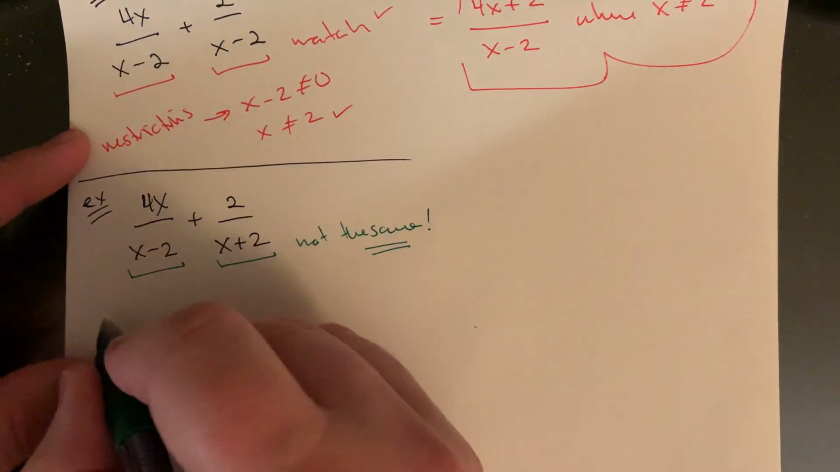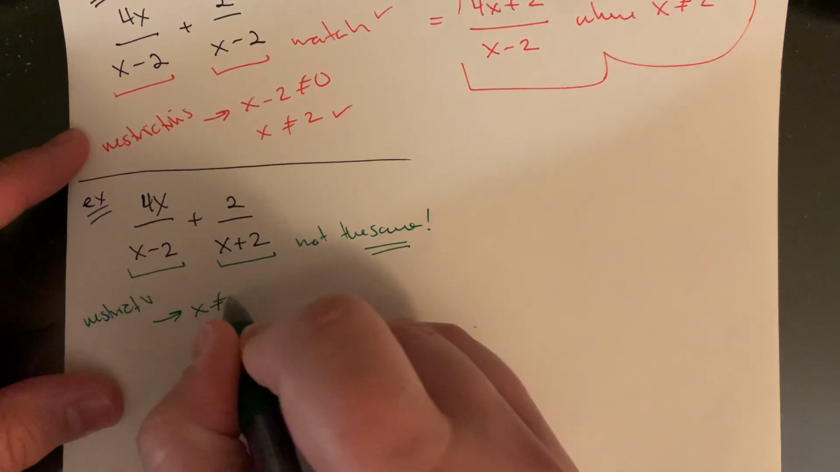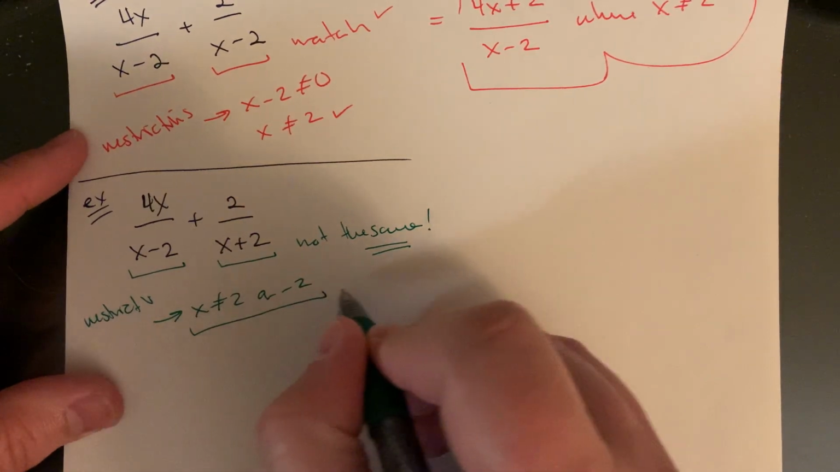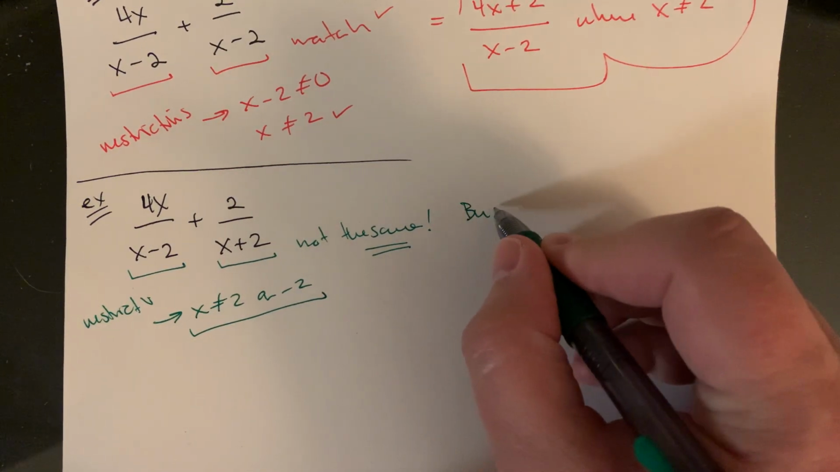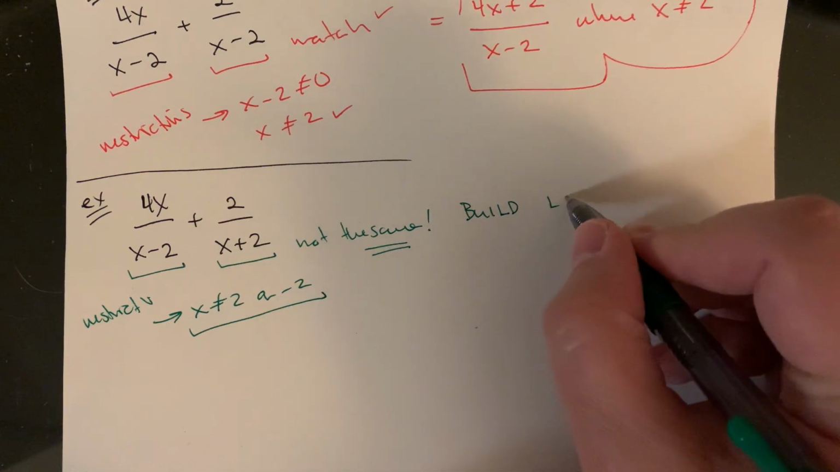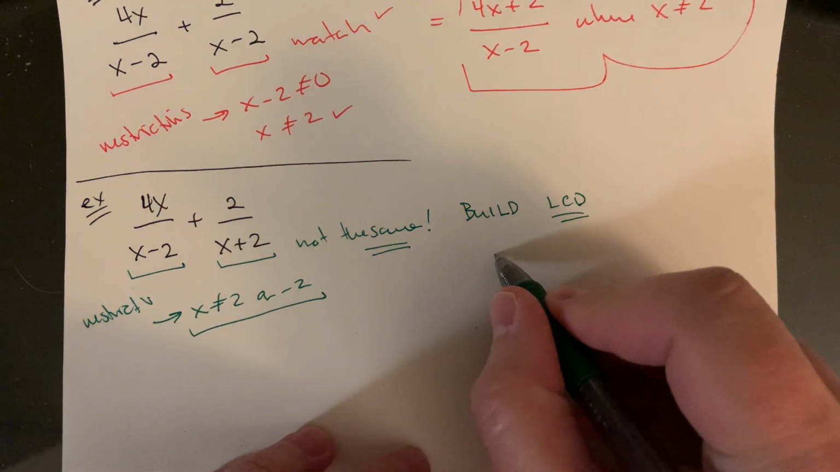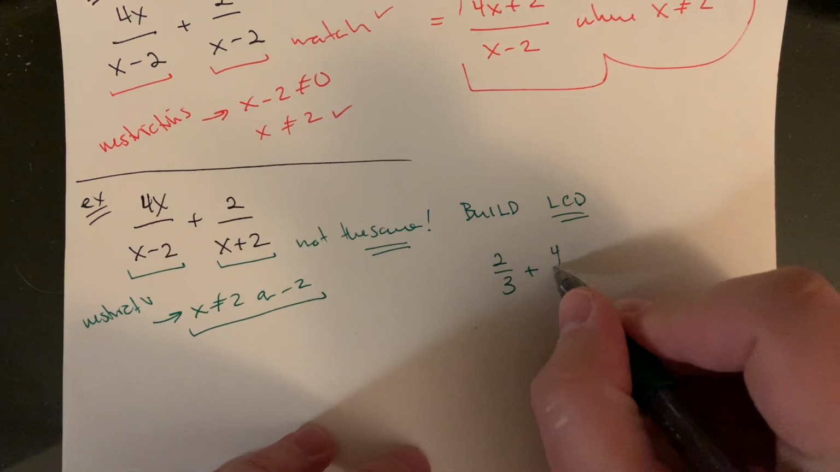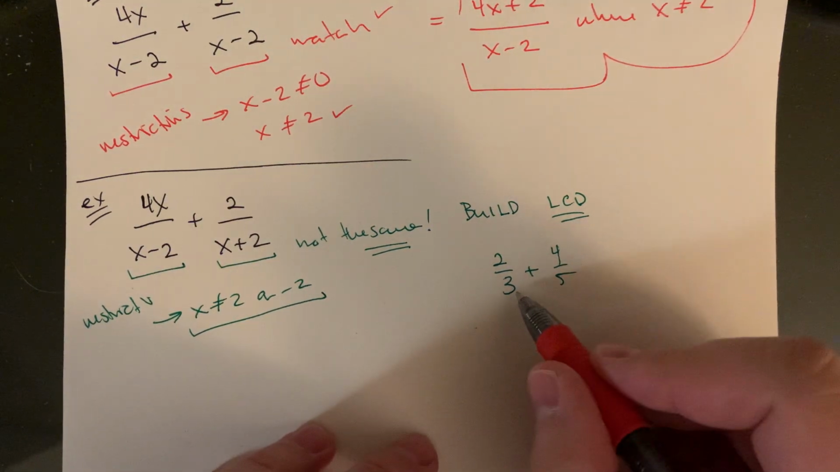We do get restrictions, right? Our restrictions here, we're going to get x cannot be 2 or negative 2. Let's just mark that. And so what I need to do here is build a common denominator, right? I need to build from each of these two individual pieces a common denominator that has them both. This is where you get into, so say you have 2/3 plus 4/5 or something, right? You say, okay, these won't add because they don't have a common denominator. How do I get a common denominator?